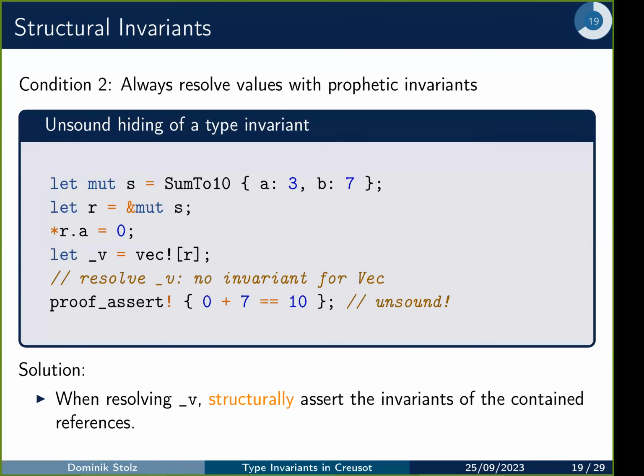The second condition is that we always resolve values with prophetic invariance. And this becomes especially relevant if we consider how a type with an invariant could be hidden inside another type that does not have an invariant. So in the example again, we have a value S and a reference R, and we break the invariant by writing 0 through the reference. But then we put the reference inside a vector. And in the example, we assume that we did not implement the invariant trait for the vector type. And thus, the invariant would just be considered trivial, so true for all vectors.